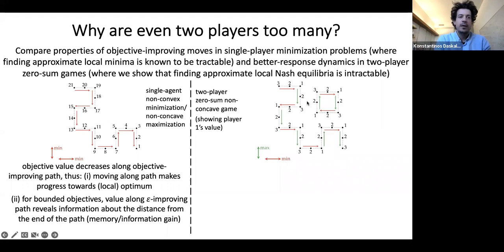The first thing I want to point out is that in a zero-sum game, these trajectories need not be paths. In the single agent case they are paths, but here it can be cyclic. On the upper right, I'm showing you a cyclic, objective-improving sequence of moves. What happens here is that when the horizontal player moves, they decrease the objective function. When the vertical player moves, they increase the objective function, and so on and so forth.